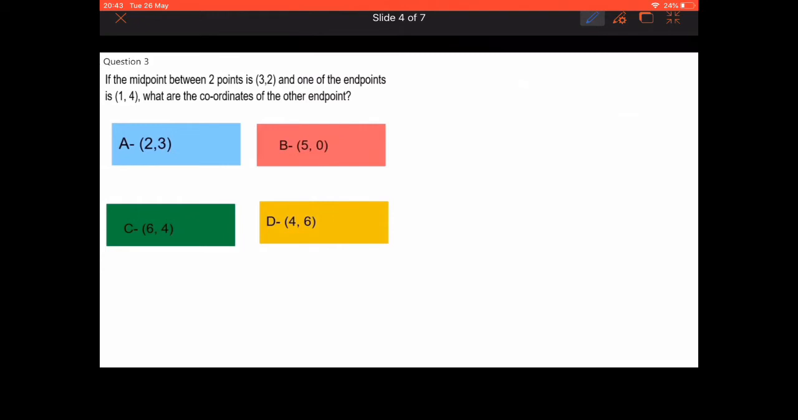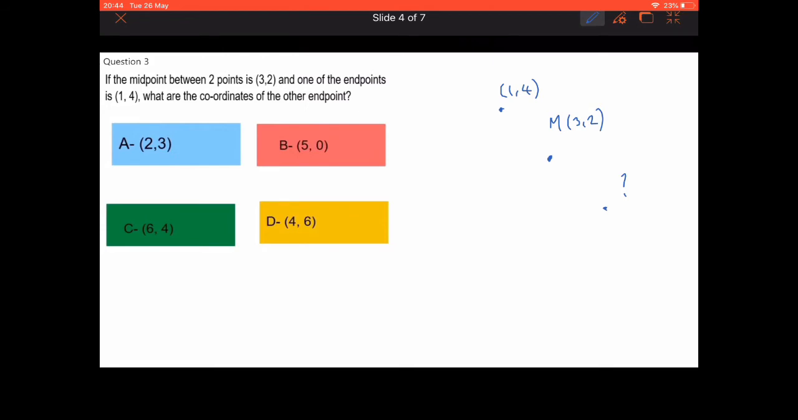Question 3. If the midpoint between 2 points is (3, 2), and one of the endpoints is (1, 4), what are the coordinates of the other endpoint? First thing I would do with this is make a wee sketch. So we've got the midpoint is (3, 2). So I'll just mark that with an M and write that that's (3, 2). And we're told that one of the endpoints is (1, 4). So that would maybe be up here. So we'll write that that is (1, 4). We've got to work out the coordinates of the other endpoint.